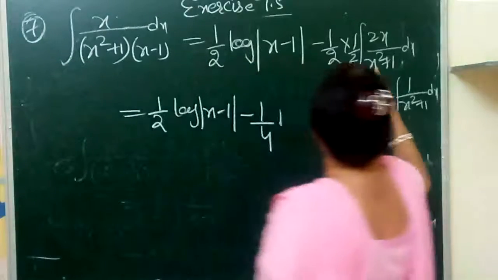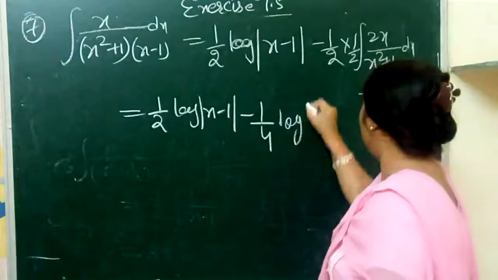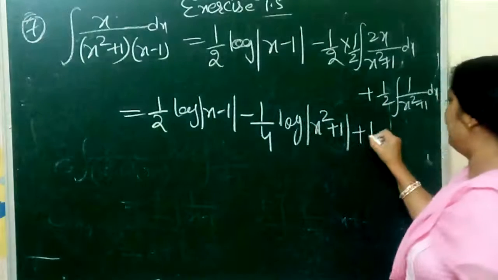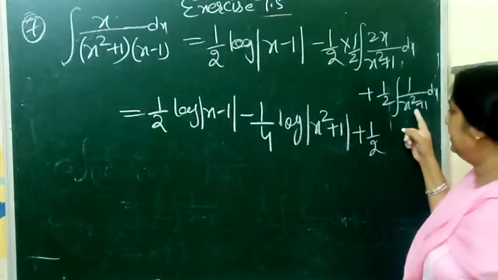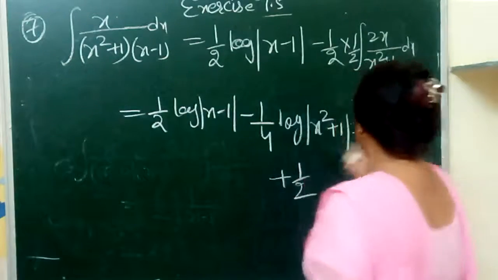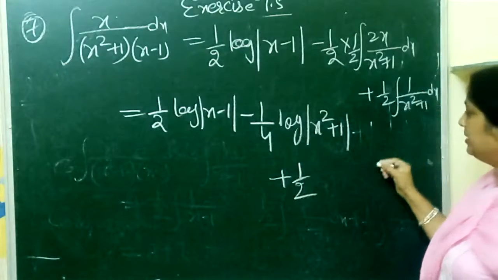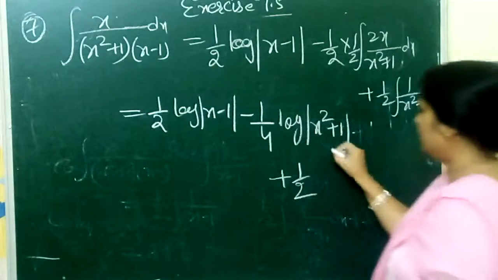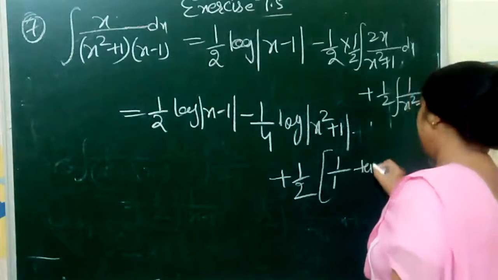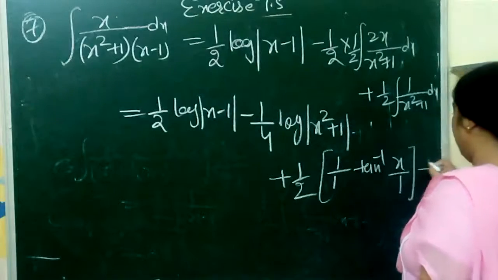Now the derivative of this term x square plus 1 is 2x here. So it will come log of x square plus 1 plus half of, now we will apply the formula here. I am writing this step. Half of, what is the integration of 1 upon x square plus 1? That is 1 upon x square plus a square. That formula is 1 upon a, a is here 1, tan inverse x upon a, which is 1, plus c.